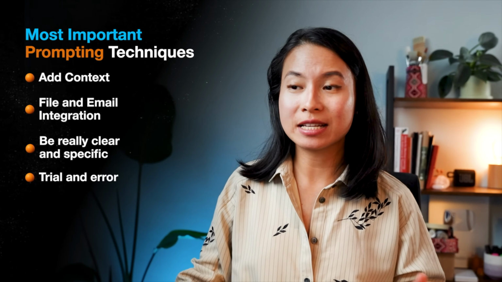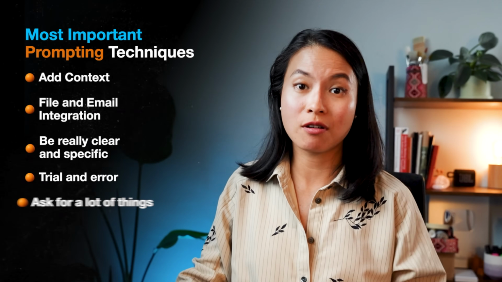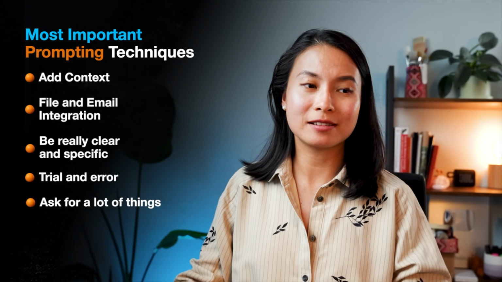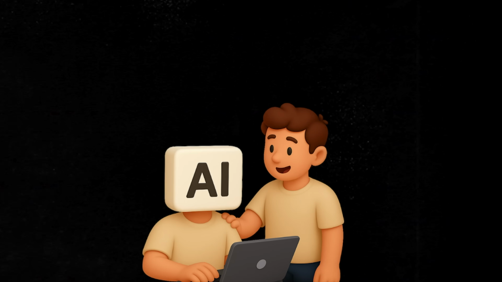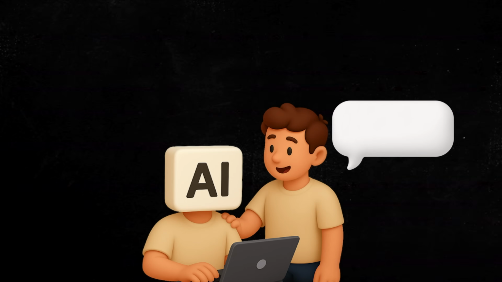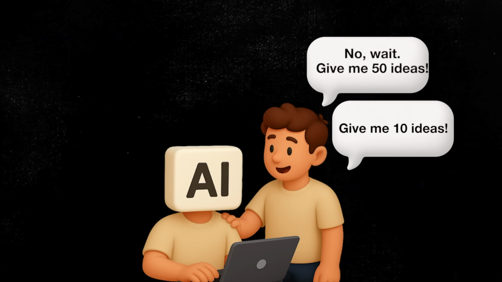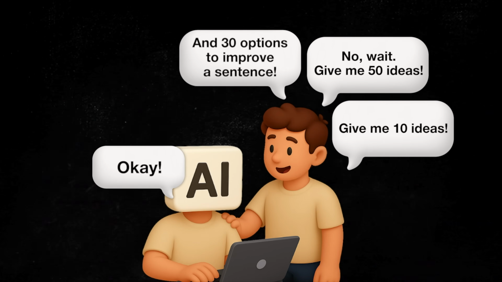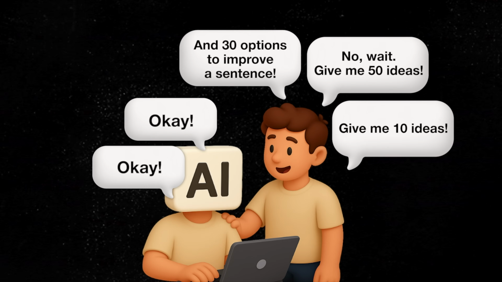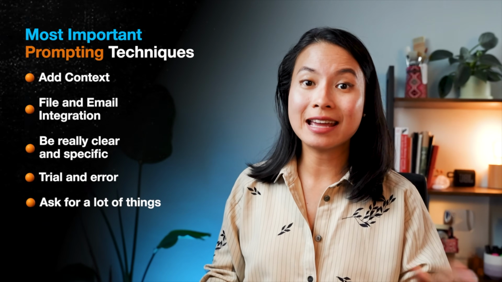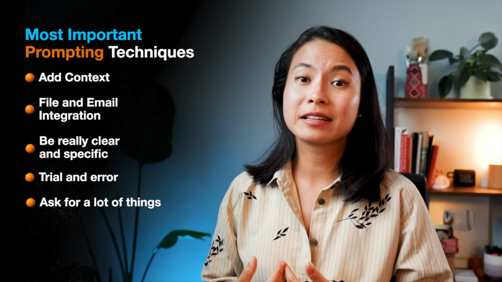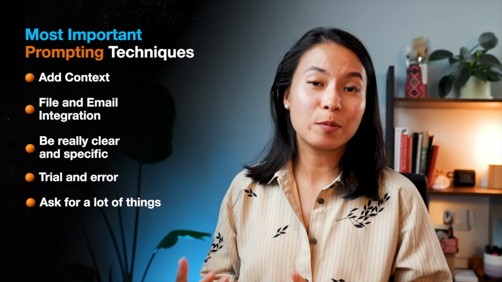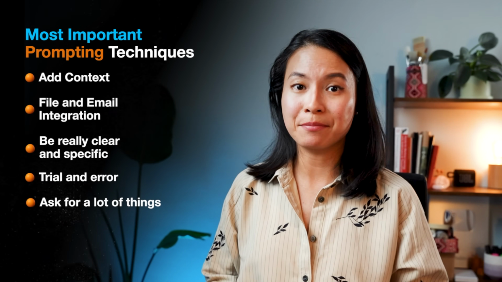Another really useful tip that I want to share is to ask for a lot of things. A lot of people just ask a question and get the response and call it done. But the truth is, the AI doesn't get tired or resentful. So instead of asking for 10 ideas, ask for 50 ideas or ask for 30 options to improve a sentence, for example. And then you can push the AI to expand on whatever things you like to go in depth on. I find this a very helpful trick to help you get the most out of these AI models.